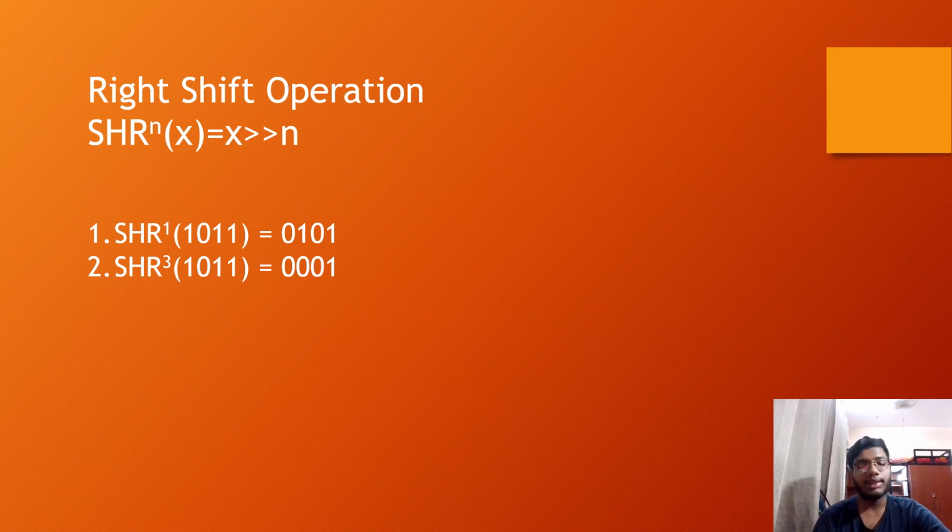For our first example, the n is 1. So we just have to move every digit to the right, giving us 0, 1, 0, 1. In the next example, our n is 3. So we just move each of the digits to the right a total number of 3 times, giving us 0, 0, 0, 1.